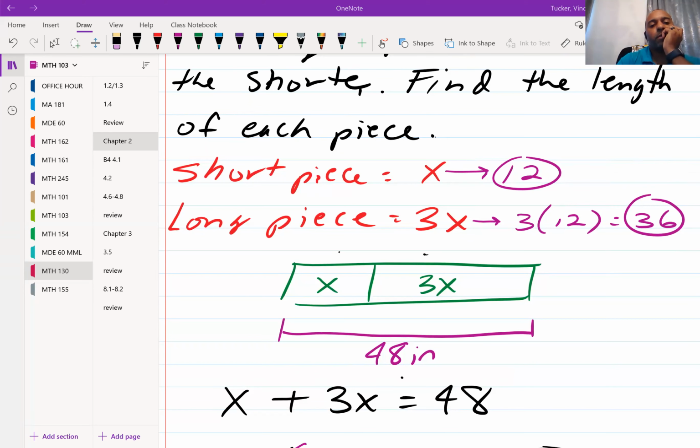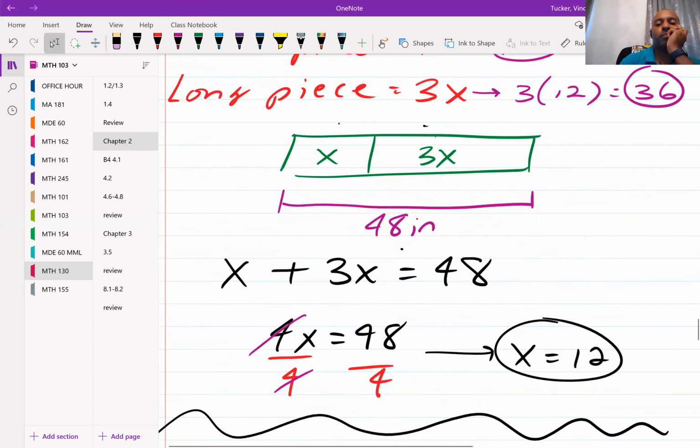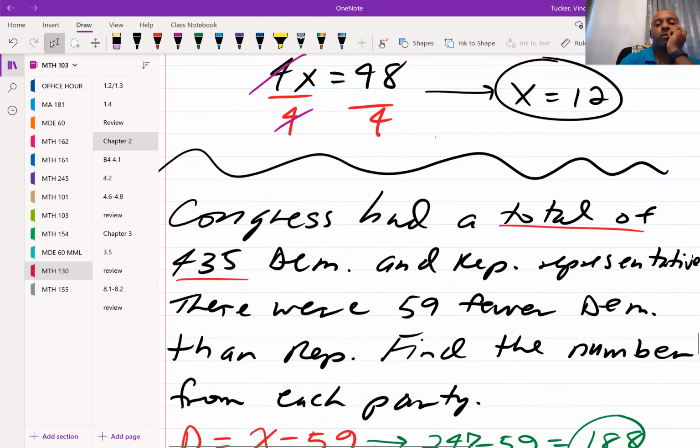Questions before we look at another one? All right, can I scroll up? Anybody still copying? All right. Look at this one.